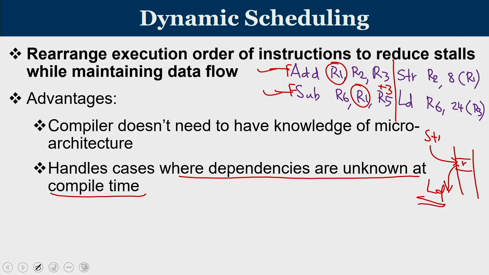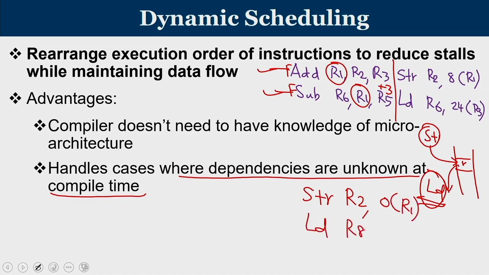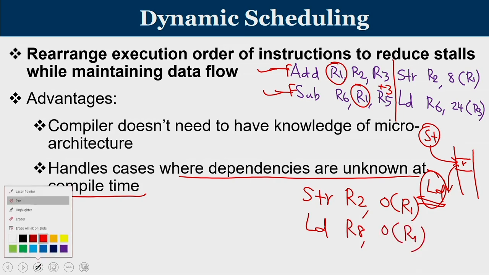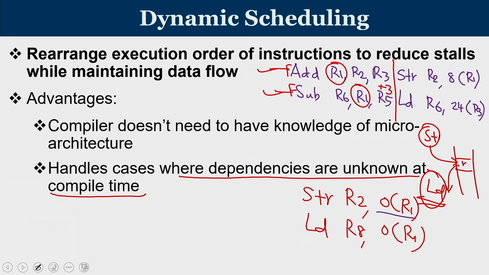The loaded value is the same as what is stored, meaning the load instruction can happen only after the store instruction is over. So, when can I say that they both are the same? It is very obvious in this case. Let us say there is a store instruction of R2, 0 of R1. Now, there is a load instruction on R8, 0 of R1. In this case, the store is going to write to a memory address given by 0 plus R1, and the load is also going to read from a location whose memory address is 0 plus R1.